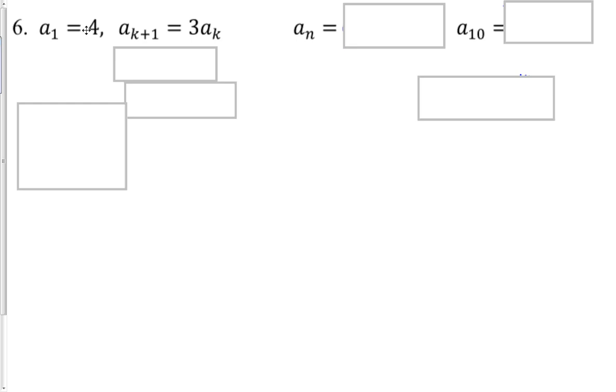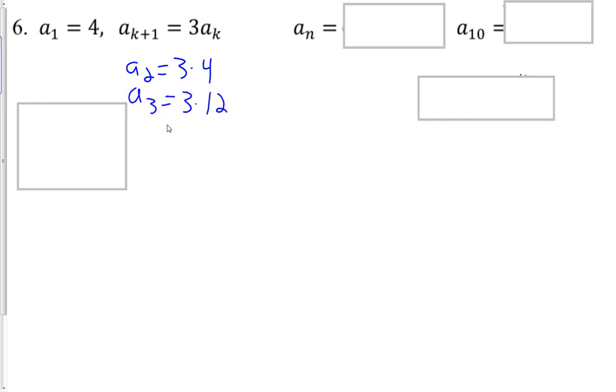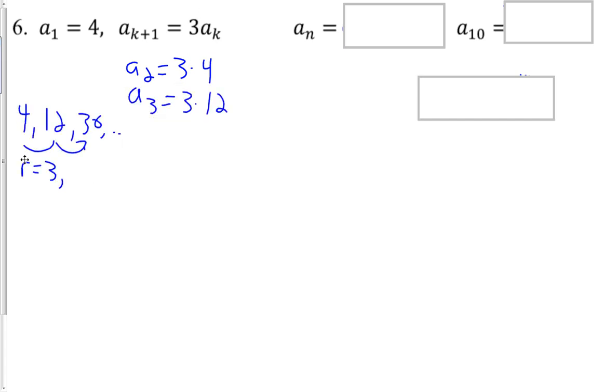Sixth one, we've got the first term is 4, and the k plus 1 term is 3 times the previous term. So sounds like we're times 3, but what I like to do is find the first 3 terms and make sure that pattern continues. So 3 times 4 is 12 would be the second term. And then 12 times 3 is 36. So my first 3 terms are 4, 12, 36, which does continue the times 3 pattern. And so my sequence is 4 times 3 to the n minus 1.